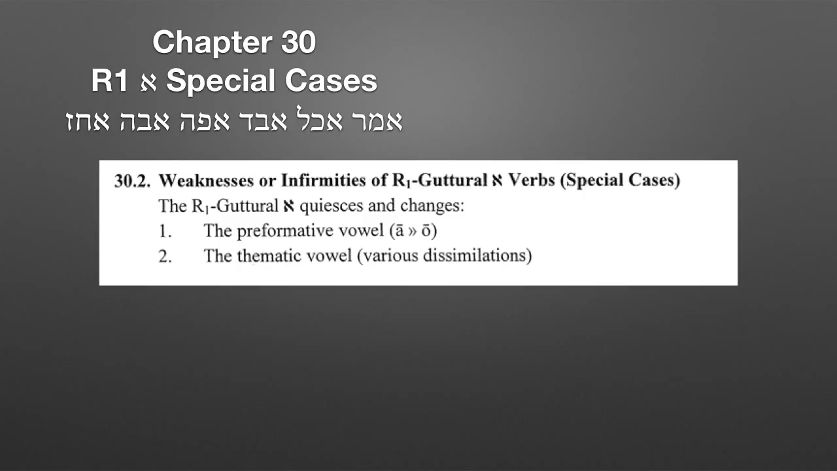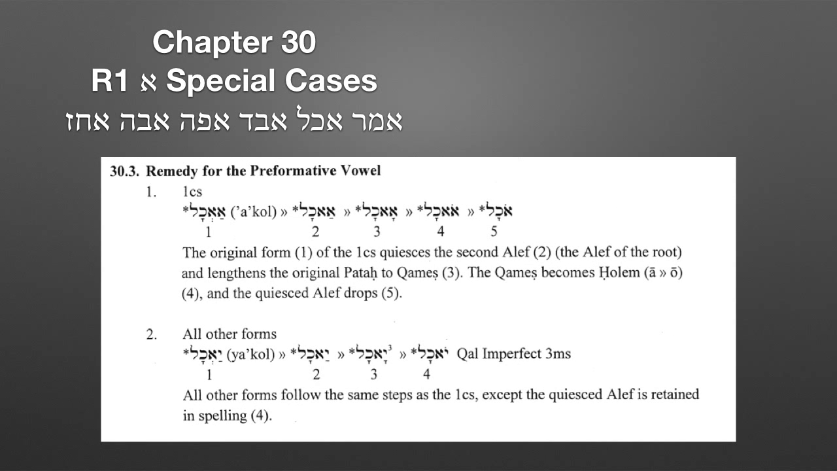And then also we get the thematic vowel dissimilation. Because that A changes to an O, in strong verbs where we typically would have an O holum in the R2 thematic vowel, standard verbs, Hebrew doesn't like that O sound in the performative and the thematic, and so we get various dissimilations in the thematic vowel, as a consequence of the performative vowel changing. Again, not a great explanation for the performative vowel changing, but just know that it does. And the beauty is that I won't ever ask you to explain this. So here's what he calls the remedy for the performative vowel. I won't ask you to explain this.